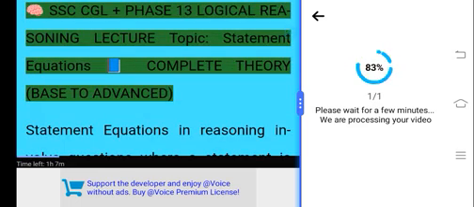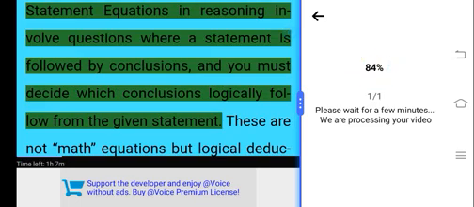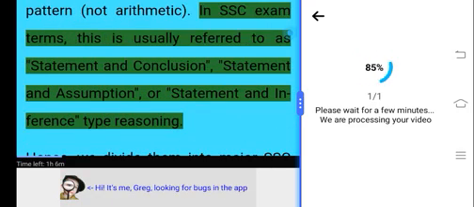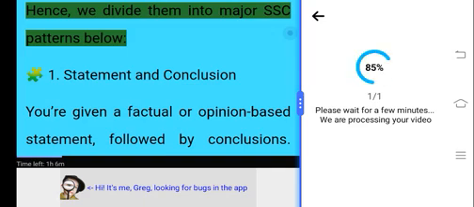SSC CGL plus Phase 13 logical reasoning lecture. Topic: statement equations, complete theory from base to advanced. Statement equations in reasoning involve questions where a statement is followed by conclusions, and you must decide which conclusions logically follow from the given statement. These are not math equations but logical deductions, where equation means a logic pattern, not arithmetic. In SSC exam terms, this is usually referred to as statement and conclusion, statement and assumption, or statement and inference type reasoning. Hence, we divide them into major SSC patterns below.